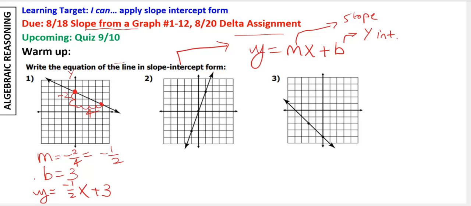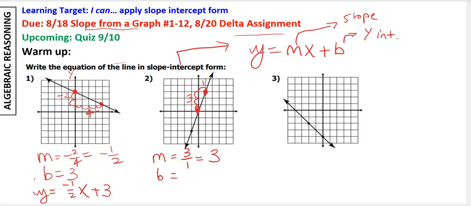All right. Number 2. Once again, I got 3 points here. I just got to pick 2 of them. So let's pick this one and this one. Once again, I start on the left, right? Everyone's looking up here? So on the left, this rises up 3 and it runs 1. Rise 3, run 1. So my m is 3 over 1, which, as we remember, over 1, you can just write it as a whole number, 3.